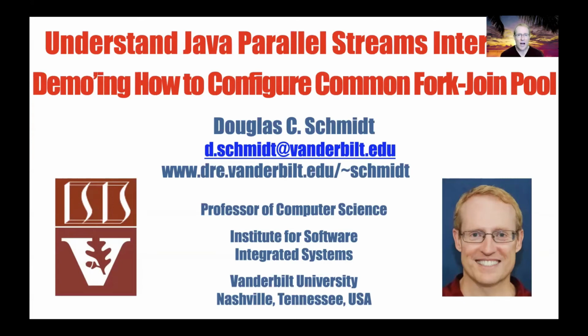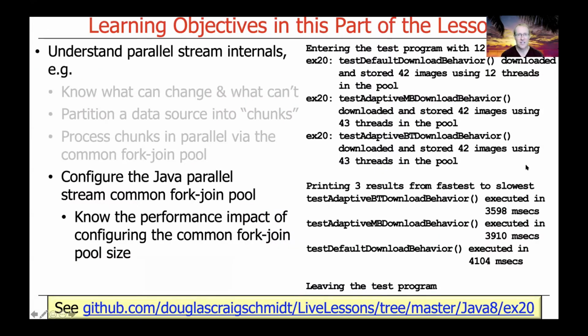So what I'm going to do now is demonstrate how to configure the common fork join pool using a couple of different techniques that we've talked about. And this is going to be demonstrating the code that's shown in the EX20 folder in my GitHub repository, which of course you can always get in open source format. In addition to demonstrating how this works, we're also going to understand the performance impact of configuring the common fork join pool size.